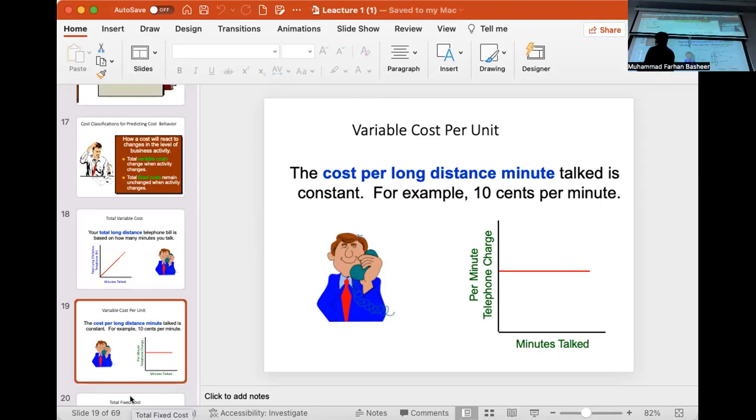Let me explain it according to the production. Supposedly, you have a plant worth 10 million, plant worth rupees 10 million, and the capacity of that plant is to produce 100,000 units.